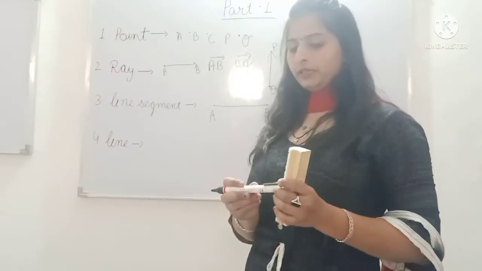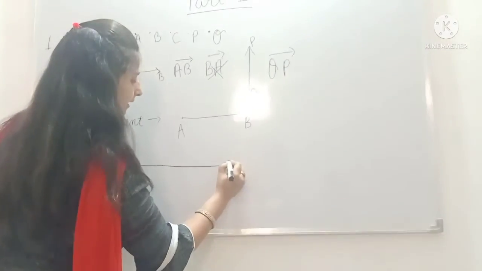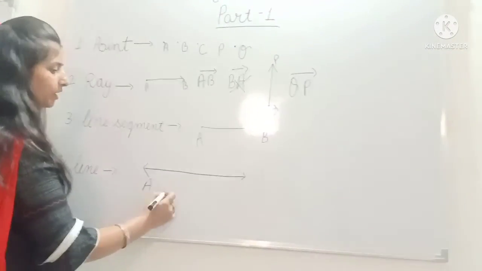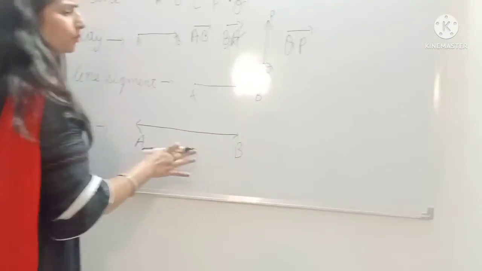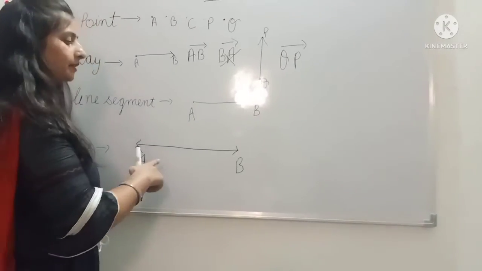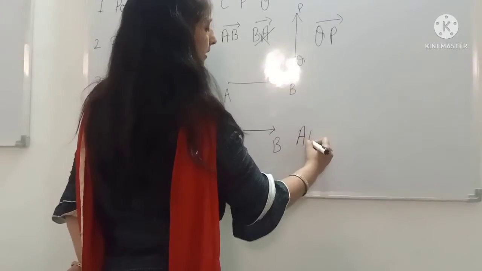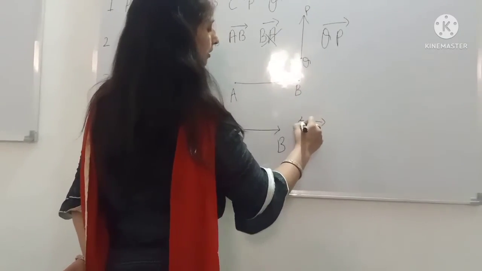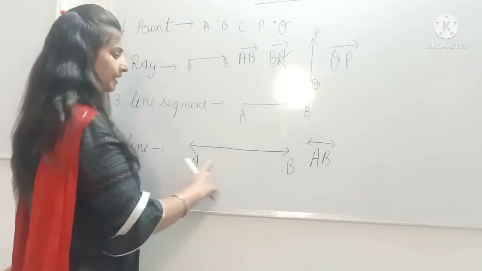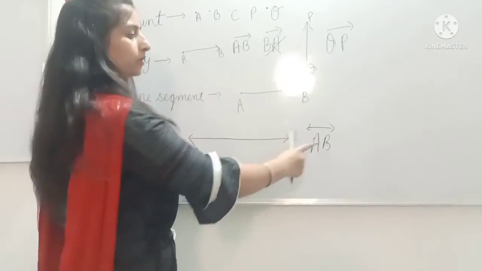Now we shall move to line. What is a line? A line is one dimensional and it extends indefinitely in both directions. Suppose this is point A and this is point B. It has no endpoint, it has length, but it has no breadth. Fine. This is a line, and how do we write a line? We write line AB. We shall denote it like this, with arrows on both sides because it extends indefinitely in both directions. So this is the right way.